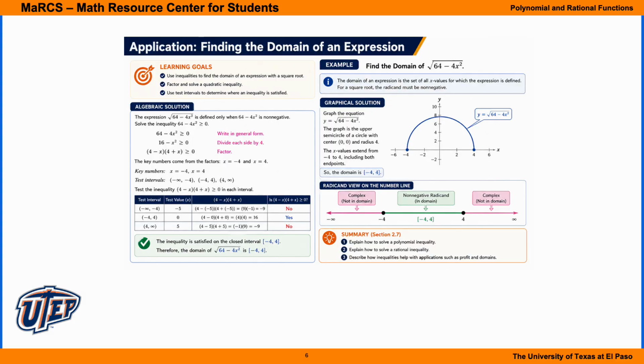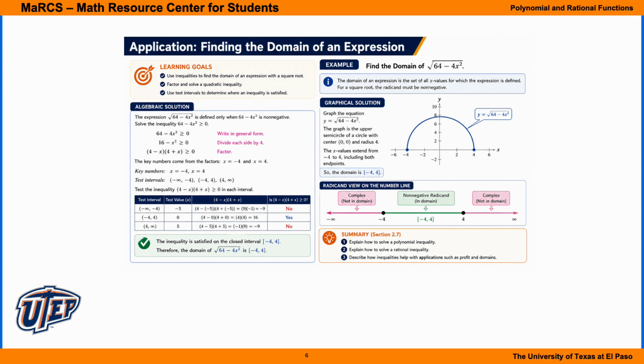So now for the last interval, 4 to infinity, we chose the value 5, so f of 5 will give us -9, and therefore that interval is not part of our solution set. So the inequality is satisfied on the closed interval -4 to 4. So therefore the domain of the square root of 64 minus 4x squared is from -4 to 4 inclusive. And now since we had greater than or equal to, that means we can include the endpoints.